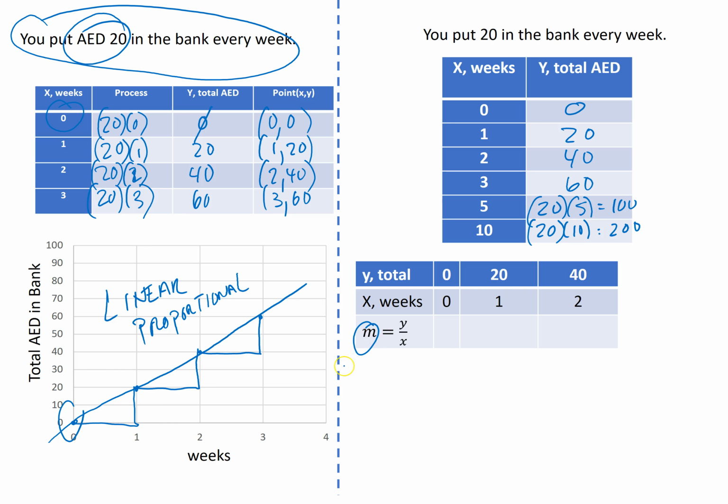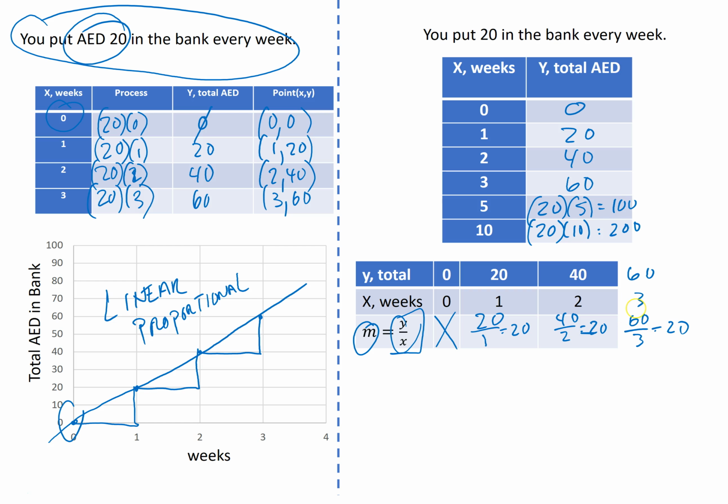Well, we can find the slope just by dividing y divided by x, and we've done this before. Now remember, we can't divide by 0, so we don't do 0 divided by 0. But 20 divided by 1 is 20. 40 divided by 2 is 20. And if we did 3 weeks, we'd get 60 divided by 3 is 20.